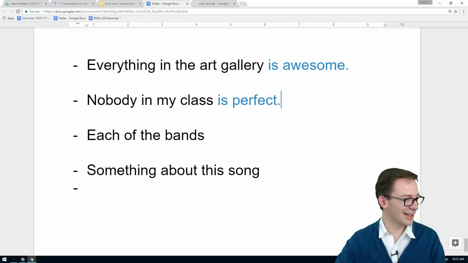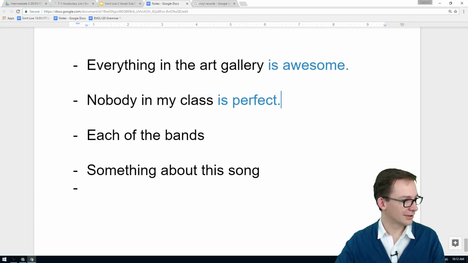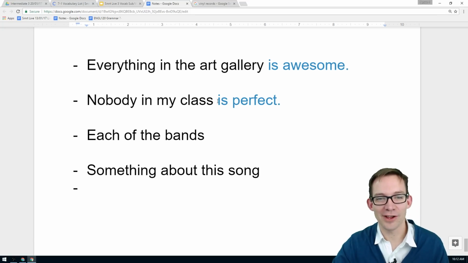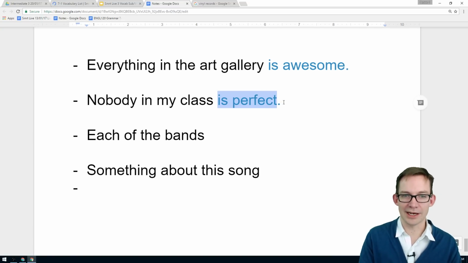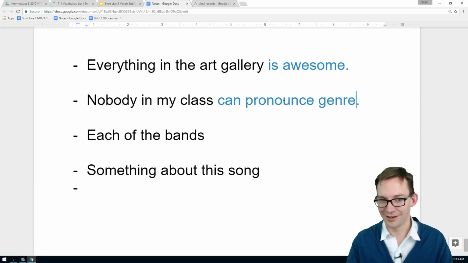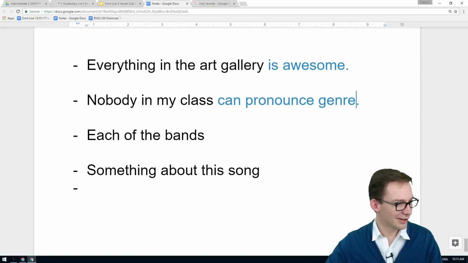Alejandro says nobody in my class is clever. Hopefully not talking about this class. ABM, nobody in my class has ADHD. Good one. Nobody in my class is a student. Wow. That's an interesting one. Nobody in my class understands the meaning of genre. Yeah, well, I think, how about French Leo? I think they can understand it. Nobody in my class can pronounce genre. Okay. Yeah, and that's good. All right, a couple more.